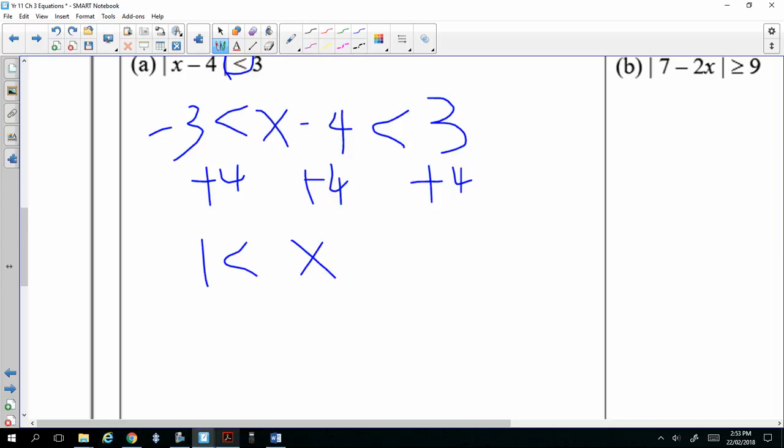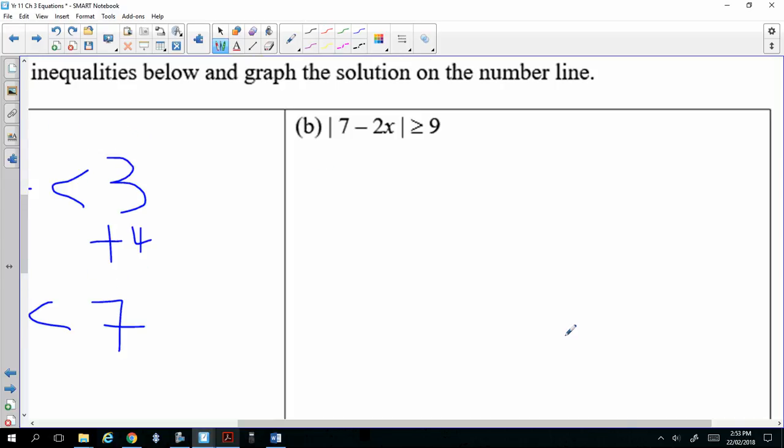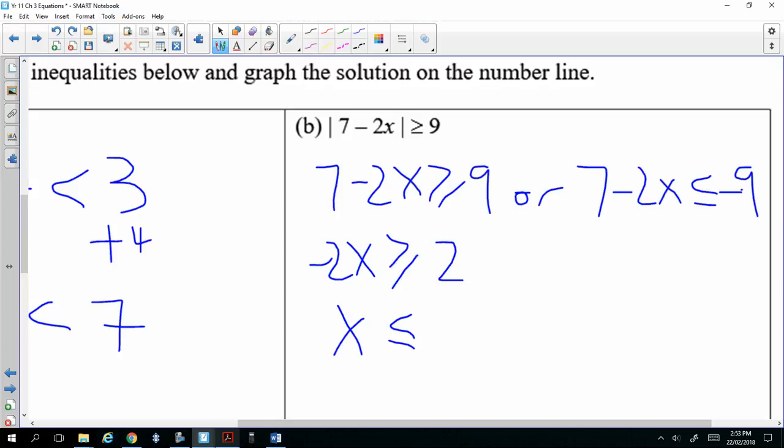Alright, how about the next one? If it's bigger than, you do 7 minus 2x bigger than 9, or 7 minus 2x less than negative 9. So two cases. Negative 2x less than or equal to negative 16; dividing by a negative reverses the sign, so x is bigger than or equal to 8. And then you have to graph the solution on the number line. I forgot to do that.